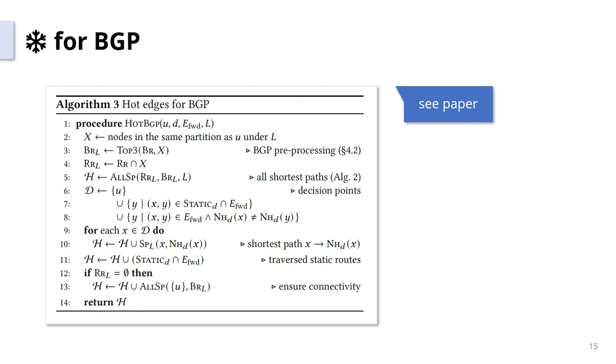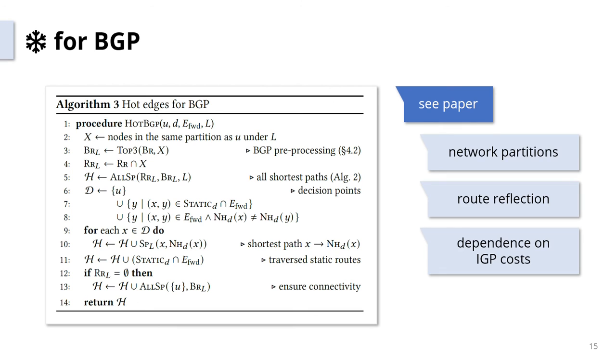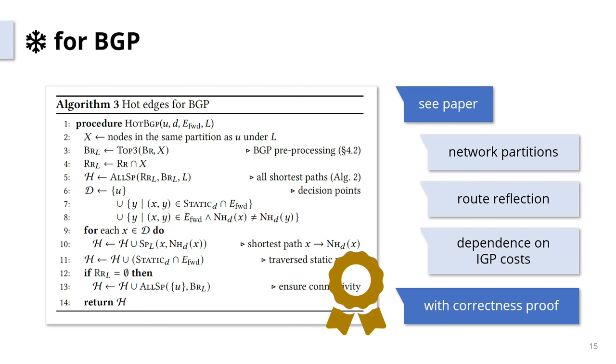In our paper, we provide an algorithm to obtain the cold edges for BGP. This algorithm is rather complex and I can't go into details, but there are 3 challenges one has to solve here. First, one has to take care of network partitions, because failures may disconnect routers in the BGP session topology. Second, one has to take into account the special semantics of BGP route reflection. And one has to incorporate the dependency between BGP and IGP. You can have a look at our paper for details, where we also provide a correctness proof of our algorithm.